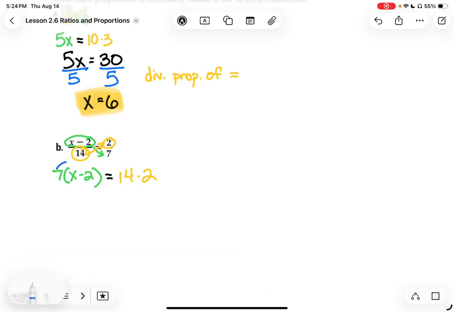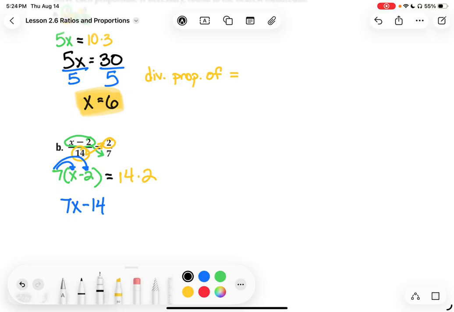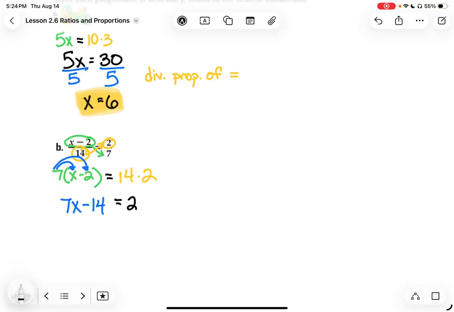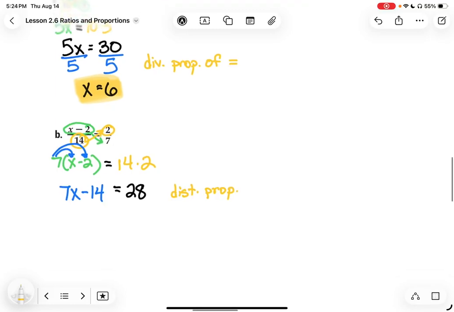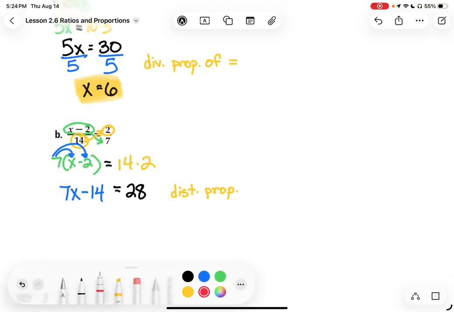We'll go ahead and do the distributive property. 7 times x is 7x, and 7 times 2 is 14, and we got that minus sign in between. And it equals 14 times 2, which is 28. So we did the distributive property here. Always want to make sure to show our work by writing out what the property was that we used. It's one of the ways we show our work.